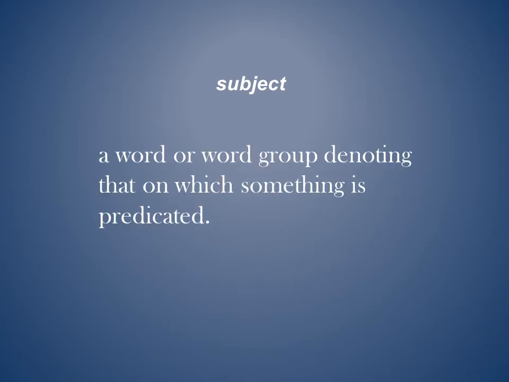It can be a little bit confusing because you get a lot of different, sort of convoluted definitions when you start looking into it. Here's one. This is a dictionary definition: a word or word group, usually a pronoun or a noun, denoting that on which something is predicated. Okay, it's an accurate definition. It just might not be all that helpful.